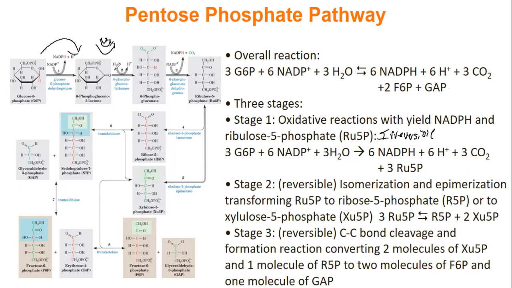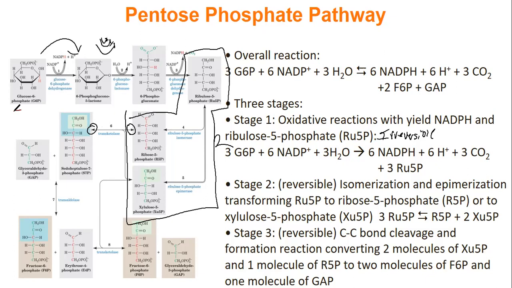Phase two, which is reversible, which you can see by all the double arrowheads in every single reaction, we're taking this ribulose and we're going to change it into a xylulose or a ribose. So the cutoff for phase two is basically just this. That's just phase two. This is phase one. And then the rest of it is phase three.